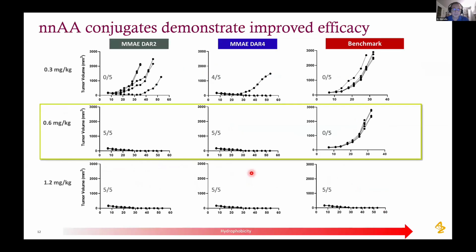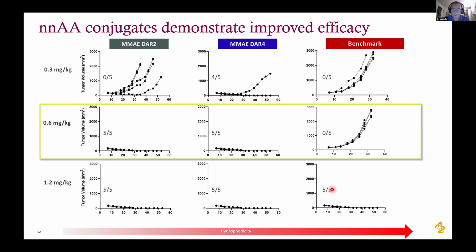So the next thing we did is we did a tumor growth inhibition assay. For these assays, mice are injected with tumor cells. We let the tumors grow to about 100 millimeters in size, in diameter, and then we treat them once with our drug. And we did 3 different doses testing these 3 different antibodies.